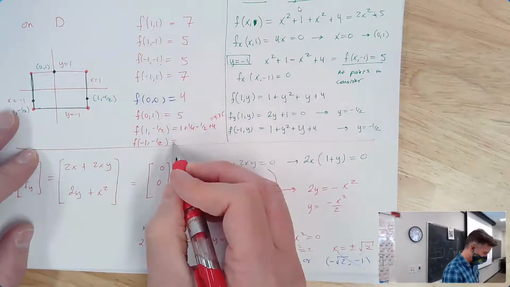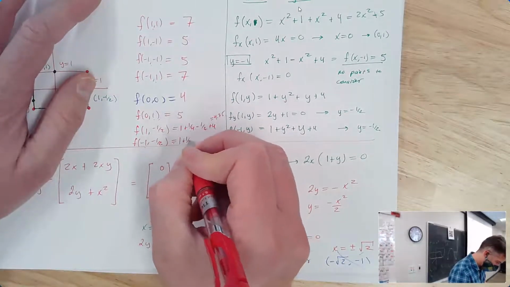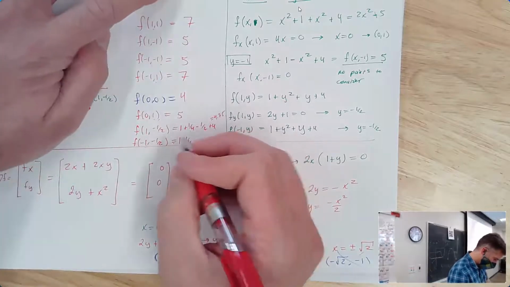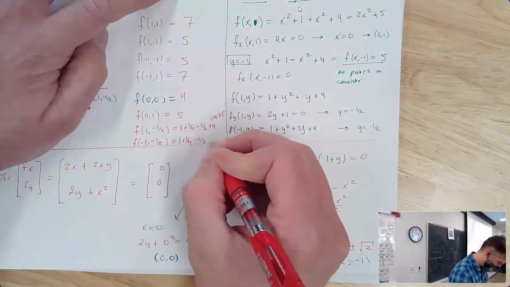And then finally this one, (-1, -1/2). I get 1 plus 1/4. x squared is 1 times -1/2 is still -1/2. It's the same thing.